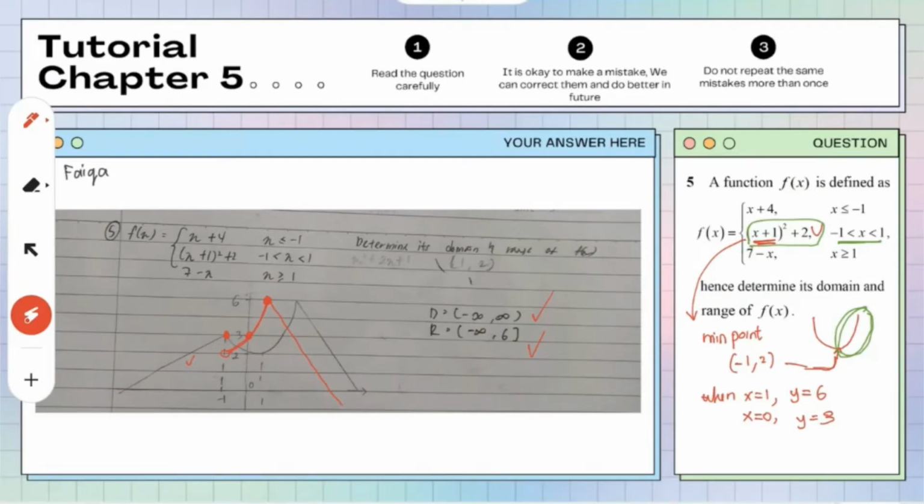Anyone nak tanya apa-apa tak? Regarding the whole chapter 5. Pasal nanti kamu ada pra kan? Okay, madam.